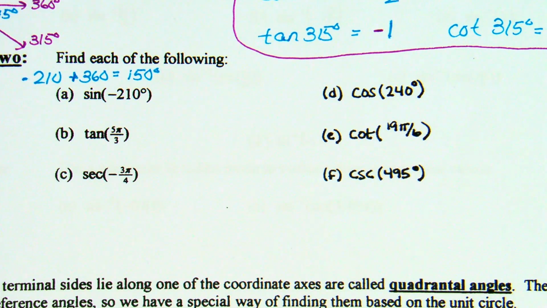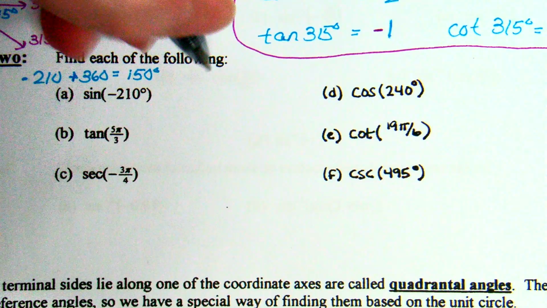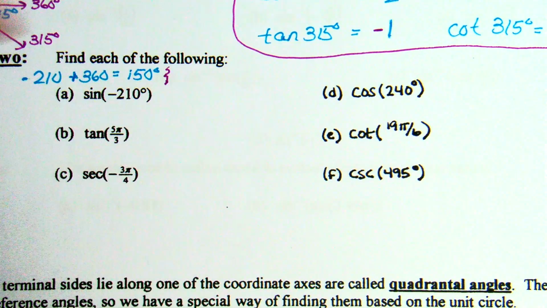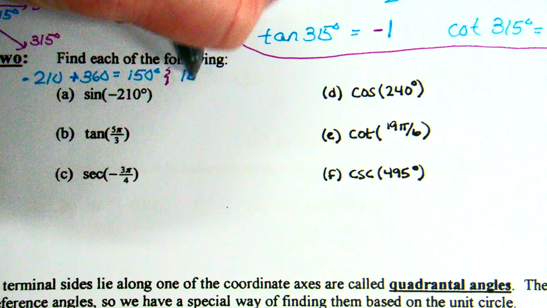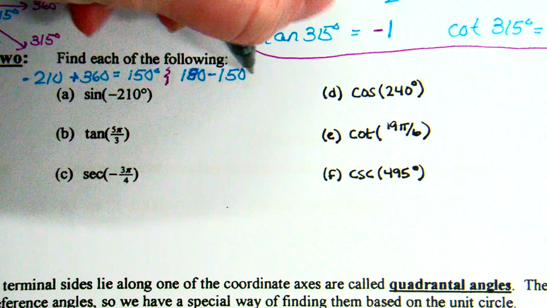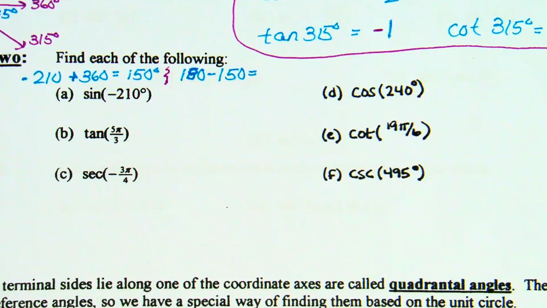180 minus 150, so it's closer to 180. Okay. So do you guys understand? Think about where is 150? It's past 90, but before 180, yes? So it's closest to 180, not 360. So we're going to take the 150 and subtract it from 180. What is 180 minus 150?